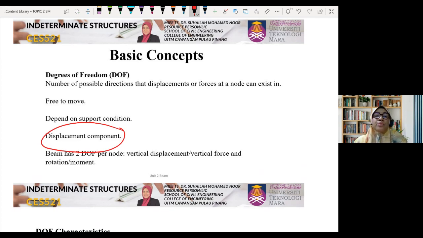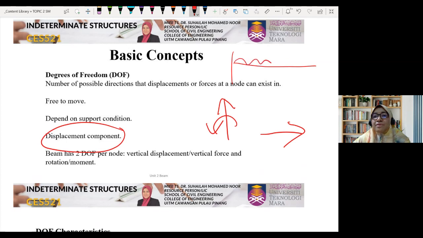And for a beam, we will consider two degrees of freedom, in y and z direction. Because x represents the axial deformation or axial force, there is no value. For example, in a cantilever beam, this value will be zero all the time. That is the reason why we don't have to consider this in a beam.